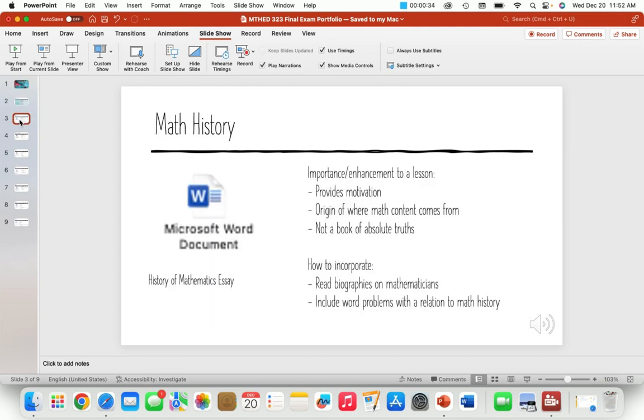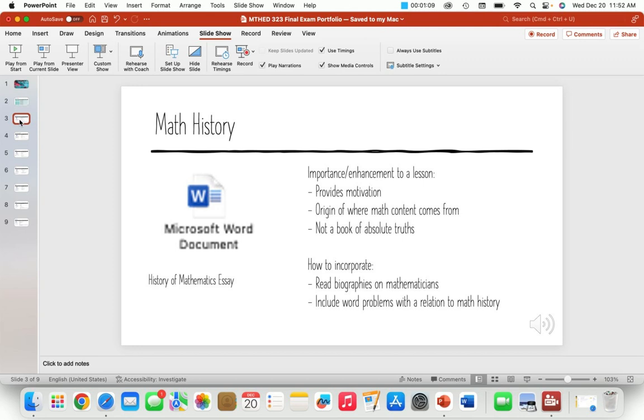As we move into math history, it's so important that you teach math history within your classroom because it provides students with more motivation as you're explaining the origin of where their learning is coming from. A lot of students feel as though, why do they have to learn this? Why are they going to use this in their future? Teaching about math history allows students to build that understanding that this math came from a source and it has now progressed to what they're learning.